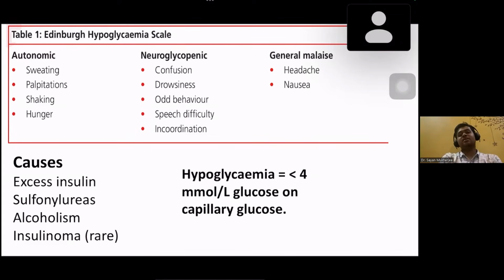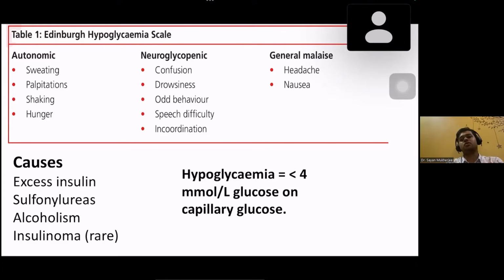So the first thing is the autonomic nervous system. It starts getting dysregulated. So the patients start sweating, palpitation, you start feeling hunger, and start shaking. Very common. You must have seen someone with hypoglycemia. They have sweating, palpitations, and when the hypoglycemia progresses to a more severe degree, the brain starts getting less glucose. So it's neuroglycopenic, but the brain starts getting less glucose.